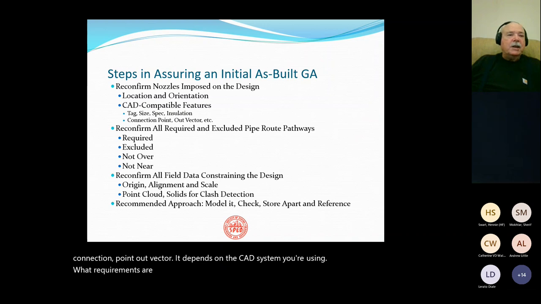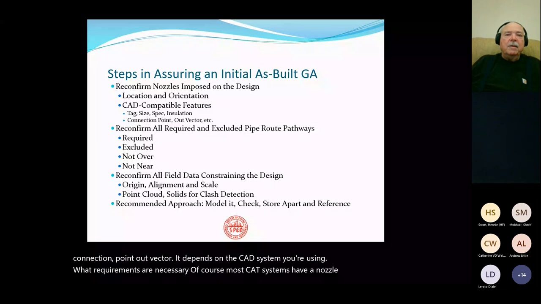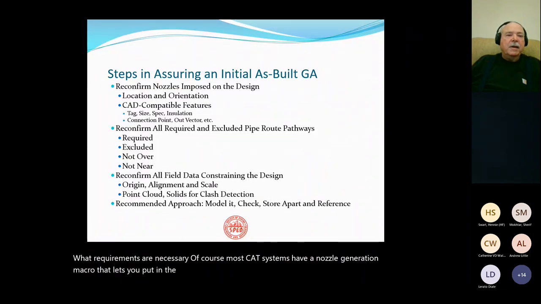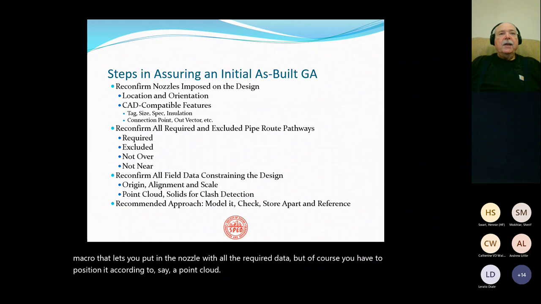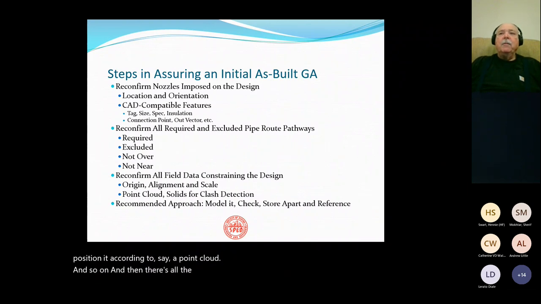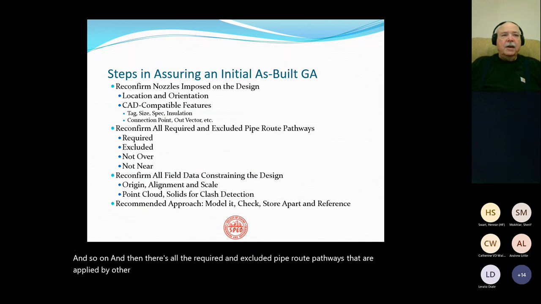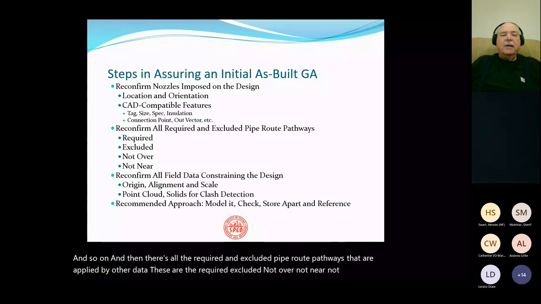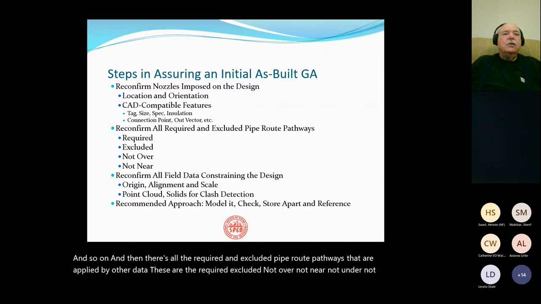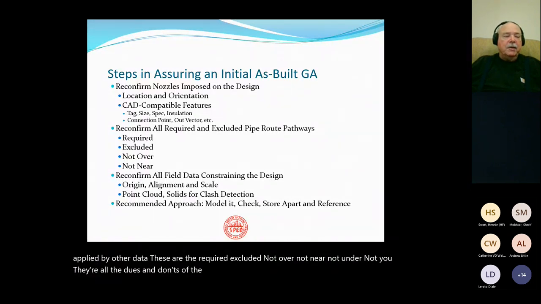Of course, most CAD systems have a nozzle generation macro that lets you put in the nozzle with all the required data. But of course, you have to position it according to, say, a point cloud and so on. And then there's all the required and excluded pipe route pathways that are implied by other data. These are the required, excluded, not over, not near, not under: all the do's and don'ts of the pathway that you have for the routing.